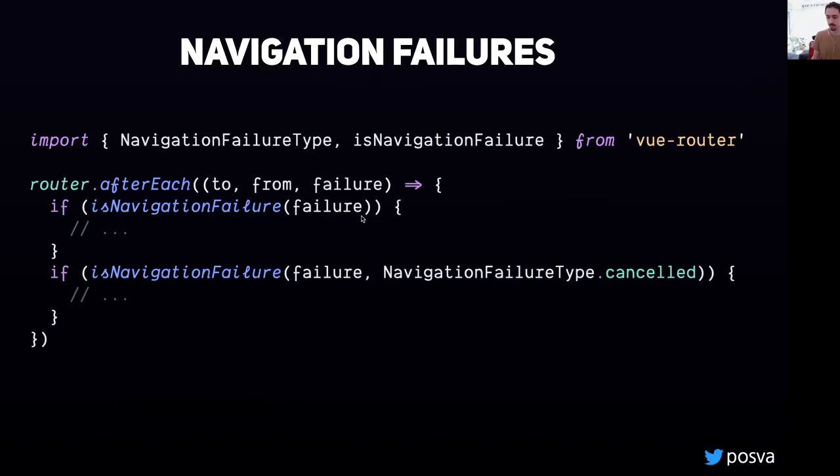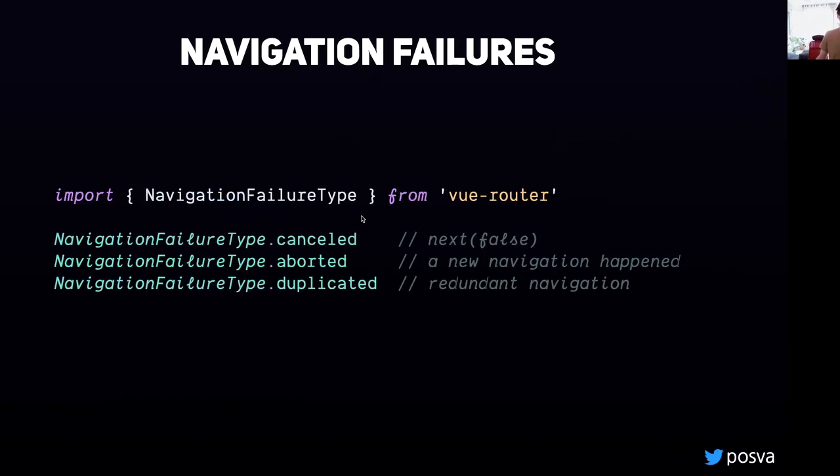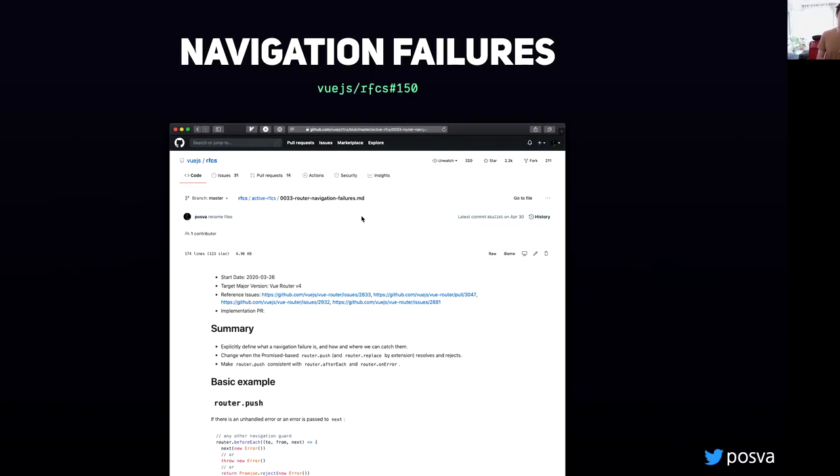There are 3 kinds of navigation failures, by the way. You have cancelled, which is when you call next(false) in a navigation guard. Aborted is when a navigation is ongoing, but a new one happens and aborts the previous one. And duplicated is when you navigate to the same location twice. The router is not going to navigate there, because that would push a new URL and have two times the same URL in the history, meaning that if you go back, it's going to stay on the same page. The whole thing went through an RFC. This one is a bit more elaborate, but it's interesting to check if you want to read it.